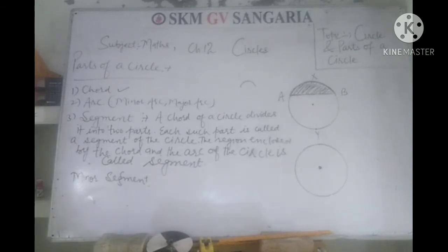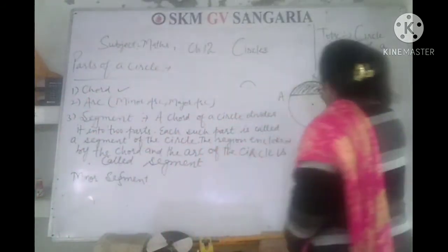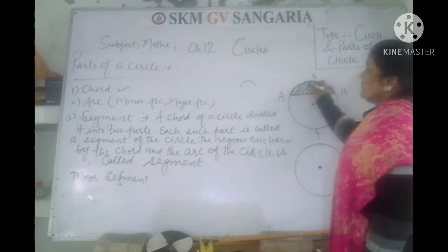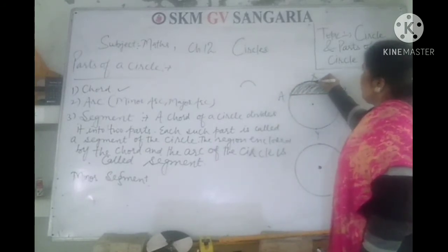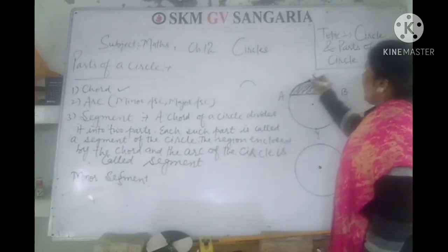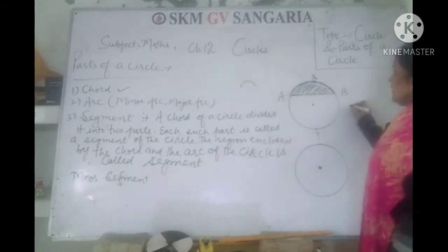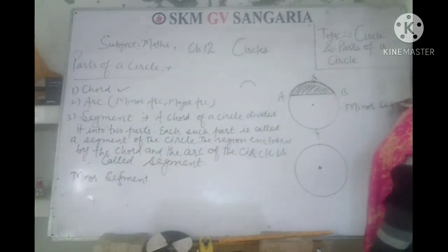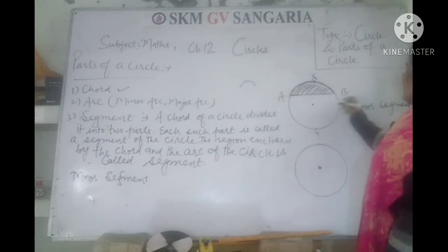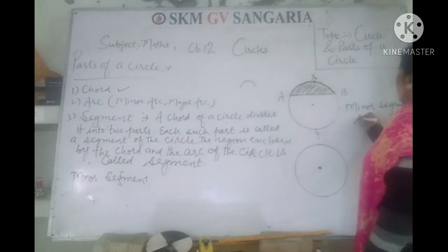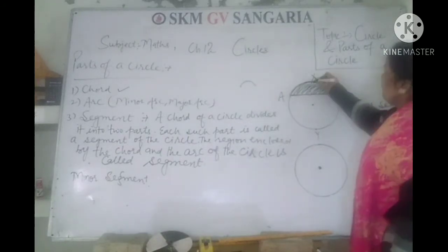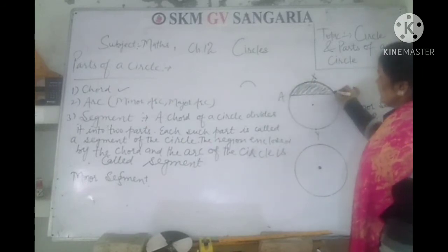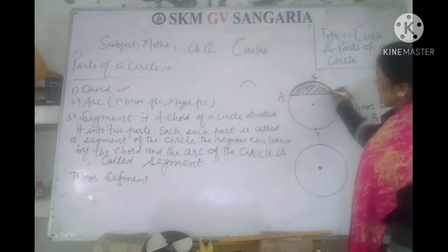So it can be named as follows. We can take any point on the circumference of this segment, point X. We are taking point X, and this minor segment can be named as AXB. We have to take a point on the arc here.